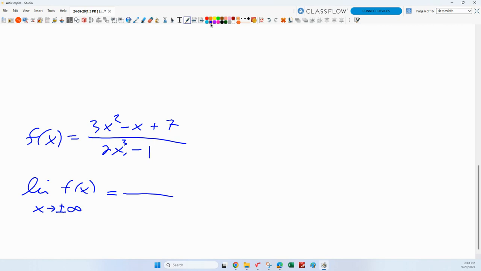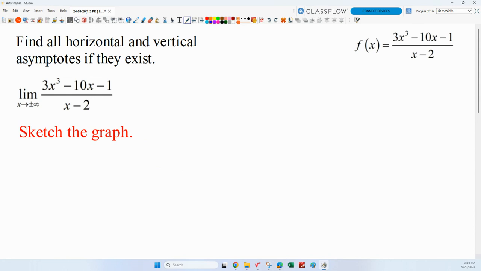So if the bottom is approaching infinity infinitely faster than the top is, what does the value of that fraction have to do? As x approaches infinity, it's got to go to 0 because the bottom is going to explode compared to the top. And a big denominator makes a fraction small, right? That's just another way of conceptualizing it. So that's how you get 0.